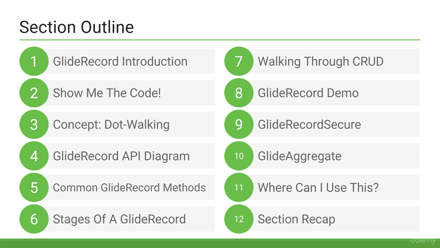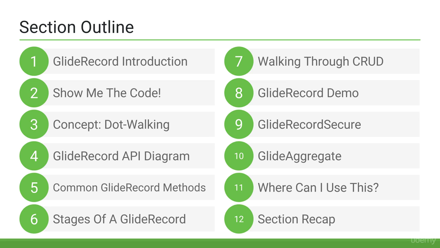Next, we'll cover the GlideRecord API diagram, where we'll take a look at some of the properties and methods associated with GlideRecord. We'll then look at a list of common GlideRecord methods and discuss the functionality behind them. After that, we'll discuss the stages of a GlideRecord, and then we'll walk through the acronym CRUD and how it applies to the GlideRecord. Once we've covered these topics, then we can finally jump into ServiceNow and actually start writing some code and background scripts.